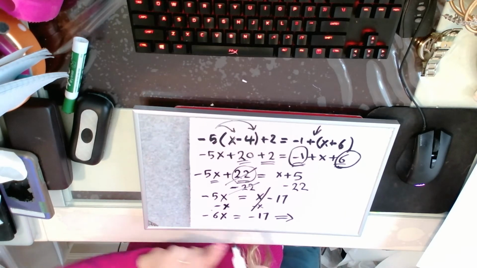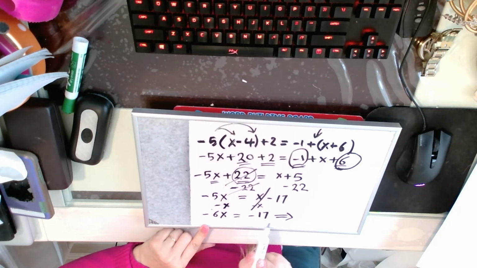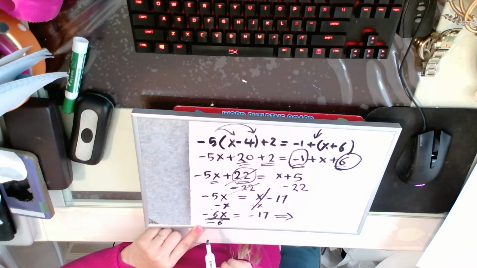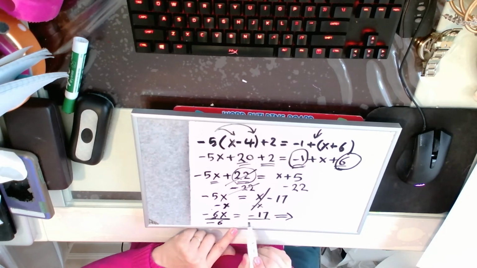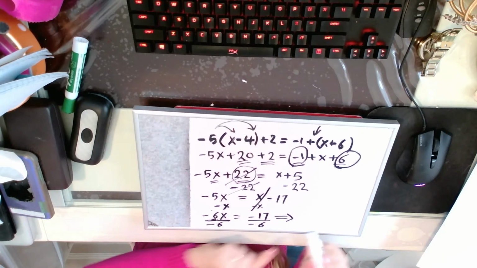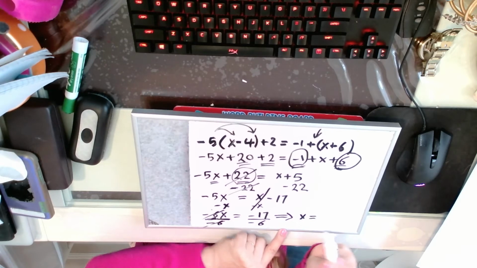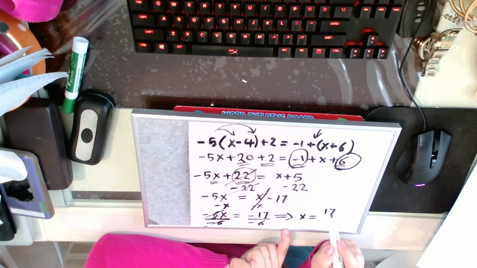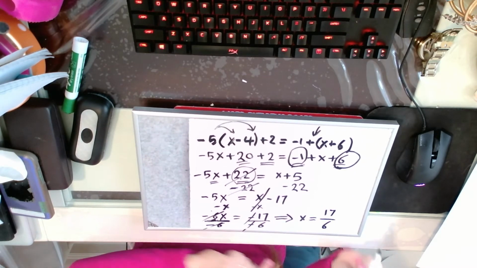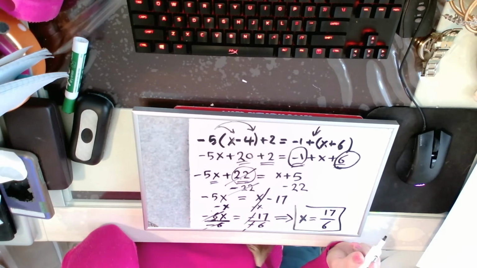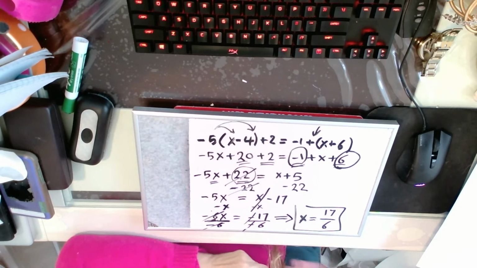To get rid of the 6, you're going to divide both sides by minus 6, divided by minus 6. So this one is going to be x equals 17 over 6, because minus with minus is going to go. So this is the answer, 17 over 6.